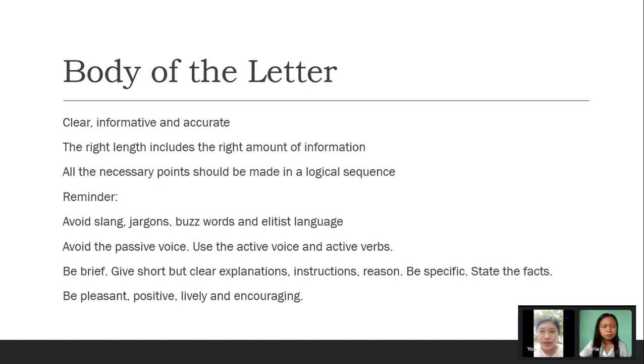Body of the letter. It should be clear, informative, and accurate. The right length includes the right amount of information. All the necessary points should be made in a logical sequence. Reminder: avoid slang, jargon, buzzwords, and elitist language. Avoid the passive voice. Use the active voice and active verbs. Be brief, give short but clear explanations, instructions, reasons, be specific, state the facts. Be pleasant, positive, lively, and encouraging.